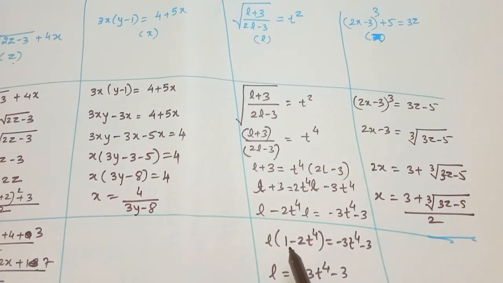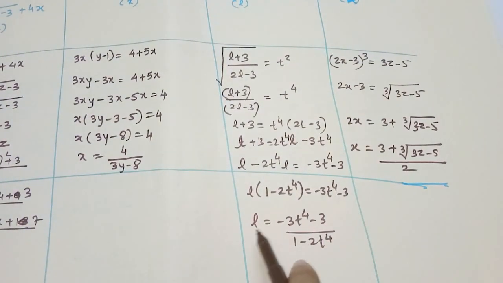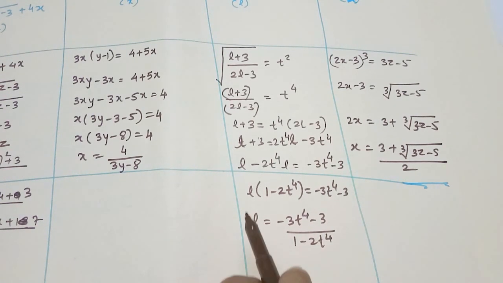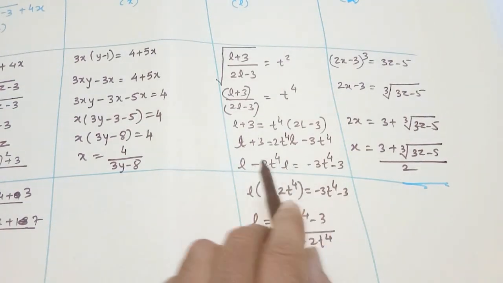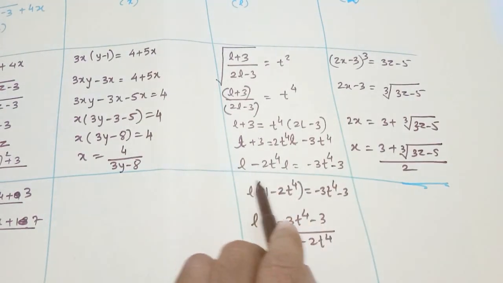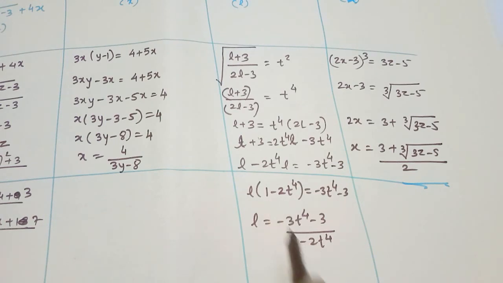If you take L from here, you're going to get 1 minus 2 to the power 4 is equal to this. And eventually you're going to get L as this upon 1 minus 2 times t to the power 4. I hope this helped you. So this is the main important stuff: we have to cross multiply, collect the terms together, take common, and divide the other side. That's the most important step.